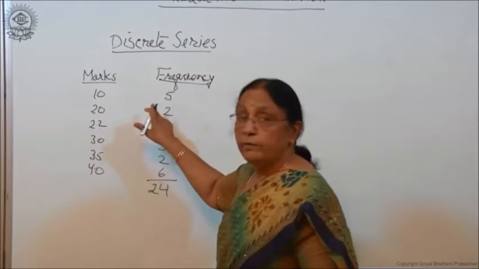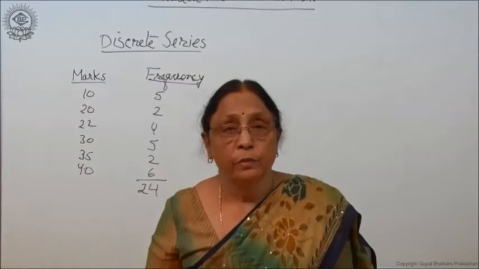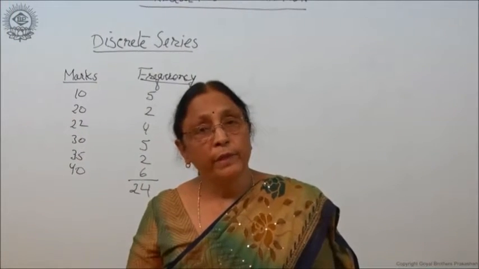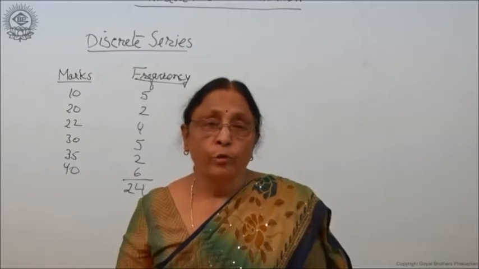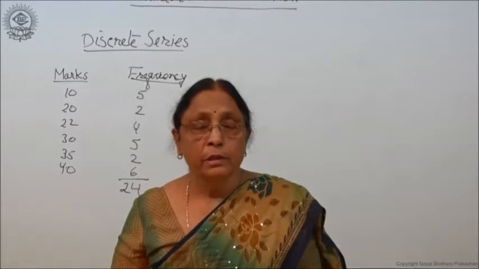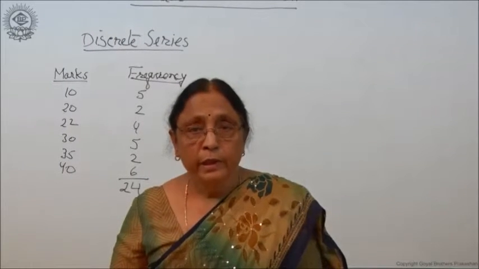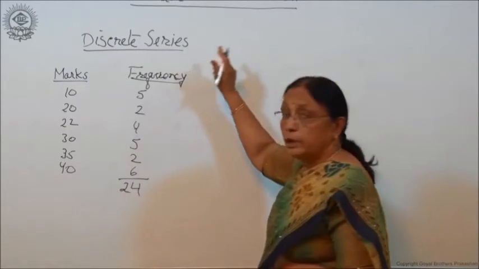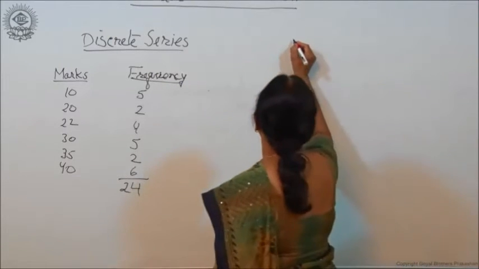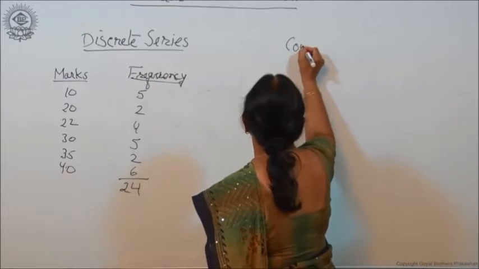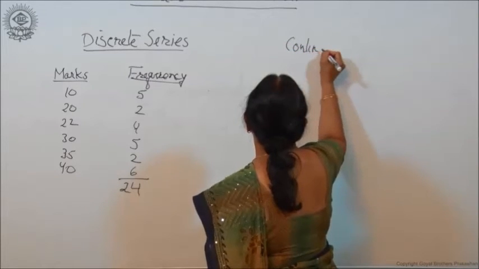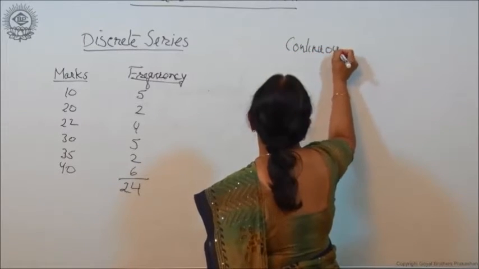Okay, so this type of distribution is known as discrete series, where the marks or any description is given in full numbers. It cannot be given in fractions, or in the form of class interval. Right? Now we come to the third one, that is continuous series.